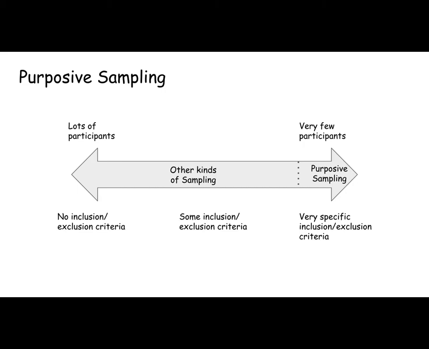If you're looking at a quantitative study that had lots of participants, they may have had inclusion and exclusion criteria, so they knew who they were looking for, but that's not what we're talking about when we say a purposive sample.